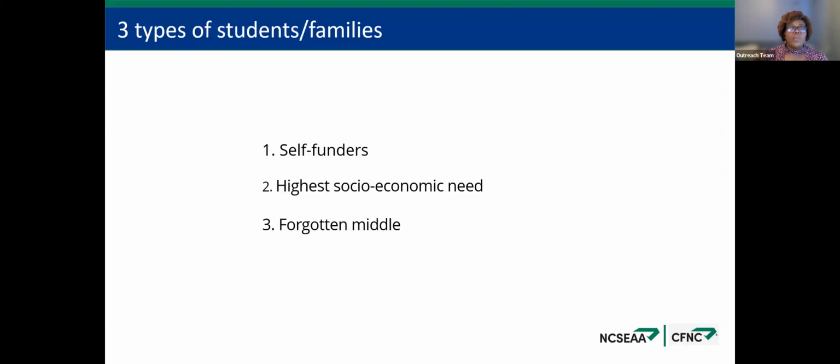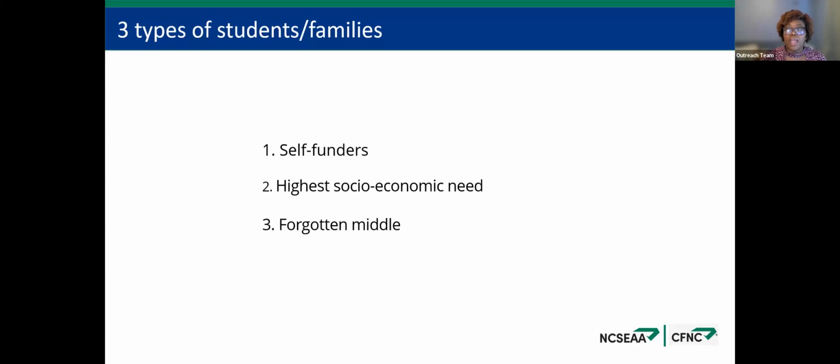When we think about the types of students and families attending higher education, at least from the pay side, we have three types. First, self-funders. These are families that either make too much money to qualify for need-based aid or don't want a government handout. We have those from a high socioeconomic need background, who will qualify for the most need-based aid that's out there. And then we have the forgotten middle. They make too much money for most need-based aid, but don't earn enough to completely fund their education or their students' education.